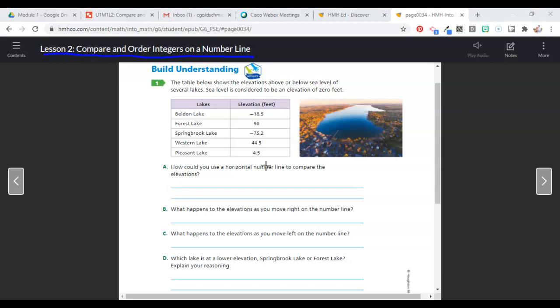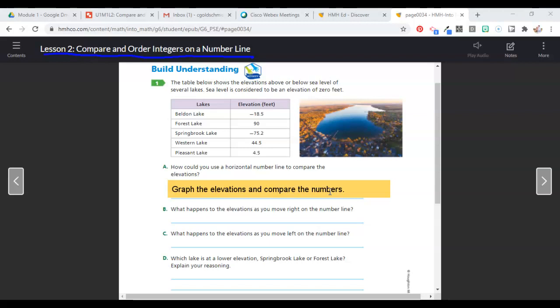So one thing you can do is you could graph this information on your number line. So you could graph the elevations, and then compare the numbers, because once you have them on the number line, the numbers will be in order for you.